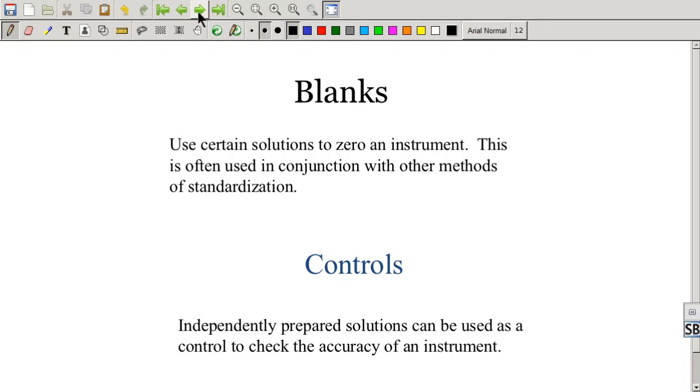If you think back to the iron thiocyanate complex lab, you made up a blank that contained iron 3 because iron 3 might have a small amount of absorption associated with it. And you use that blank.